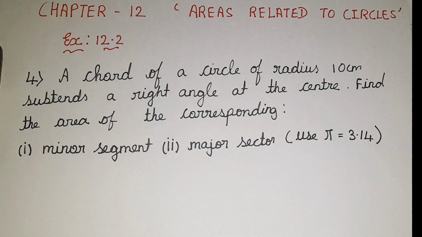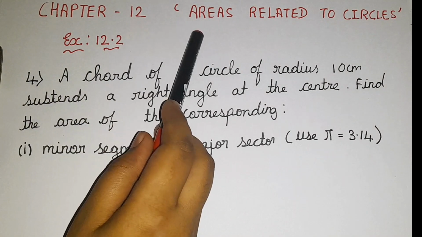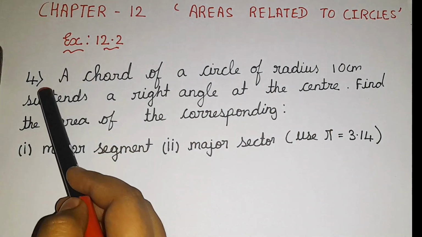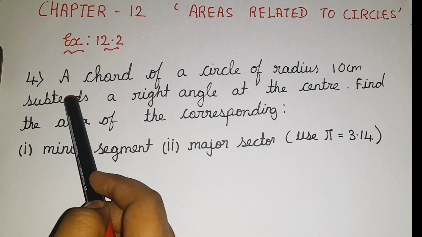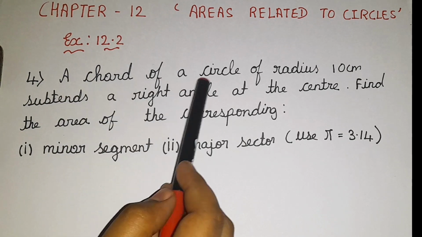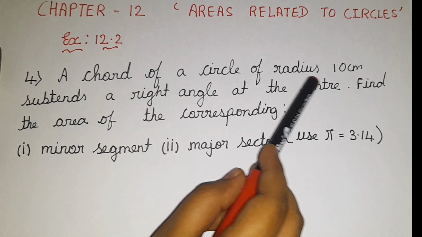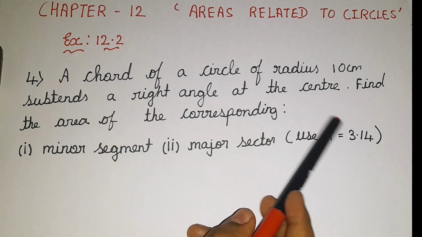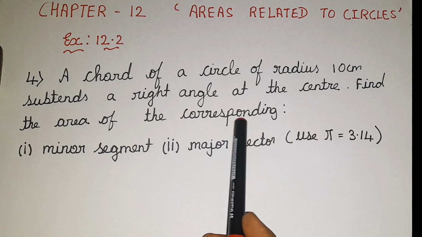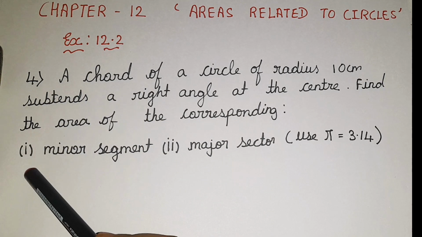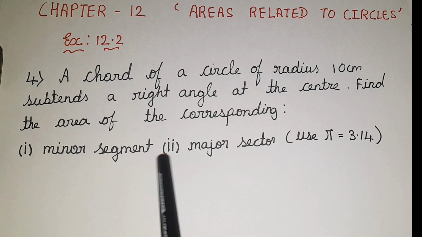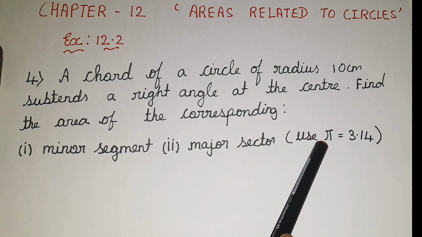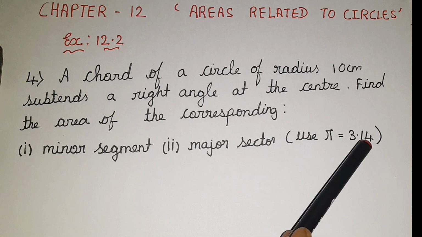Today we are going to be learning Chapter 12, Areas Related to Circles, Exercise 12.2, fourth question. Now let's read the question. A chord of a circle of radius 10 cm subtends a right angle at the center. Find the area of the corresponding minor segment and major sector. We are supposed to use the pi value as 3.14.